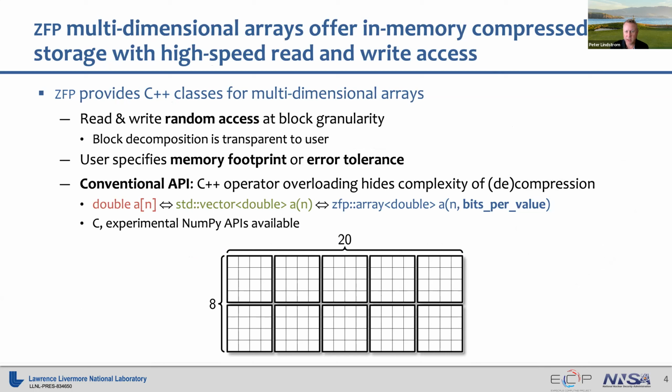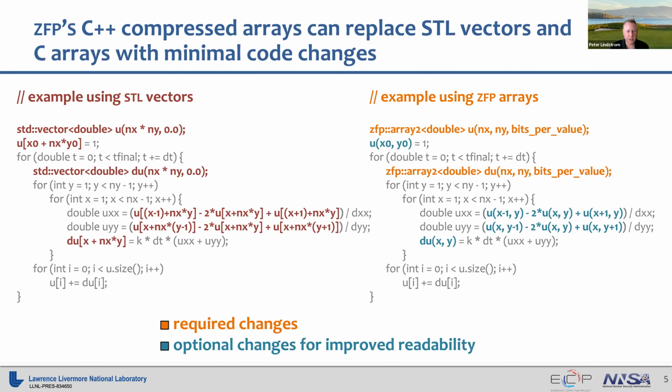I mentioned that ZFP supports C++ classes for implementing multidimensional arrays that support random access at block granularity. Now, all the details of compression, decompression, and caching and so forth are hidden under the hood from the user. So the user interacts with these arrays as though they were just standard uncompressed arrays, such as an STL vector and so forth.